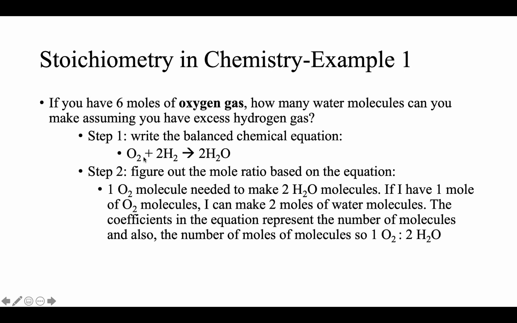1 oxygen molecule is required to make 2 water molecules. Another way to say it is, if I have 1 mole of oxygen molecules, I can make 2 moles of water molecules. So again, the ratio here is 1 mole of oxygen molecules to 2 moles of water molecules.